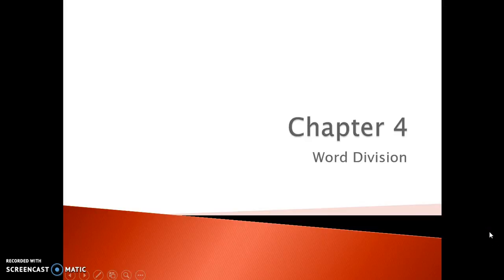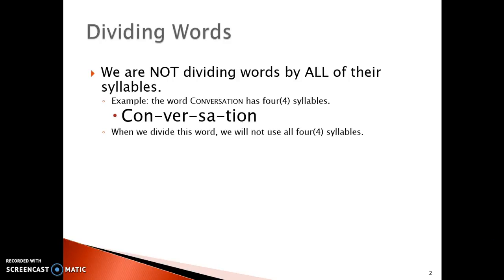We're still in Chapter 4, and this time we're looking at word division. When we divide words, we are not going to divide the words for all of their syllables. For example, the word conversation has 4 syllables. Conversation. When we divide this word, we will not use all 4 syllables.